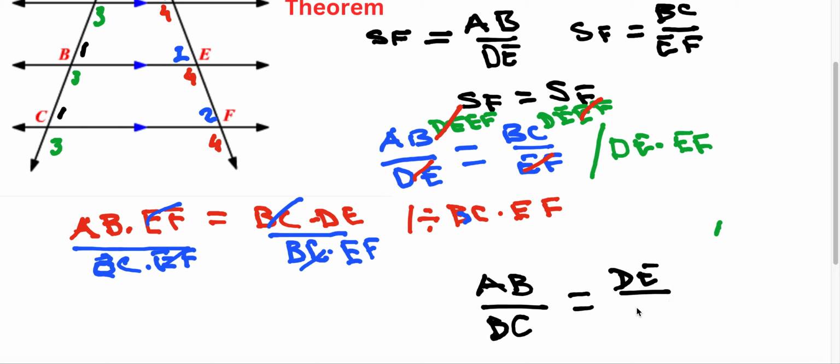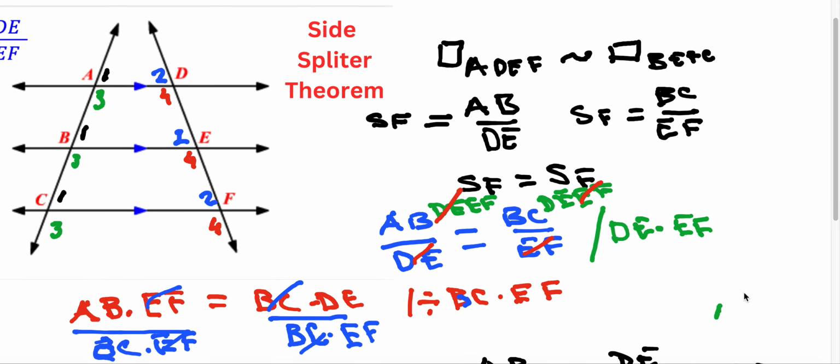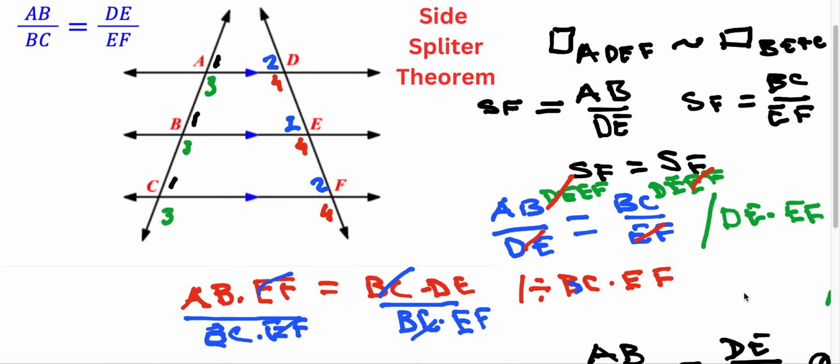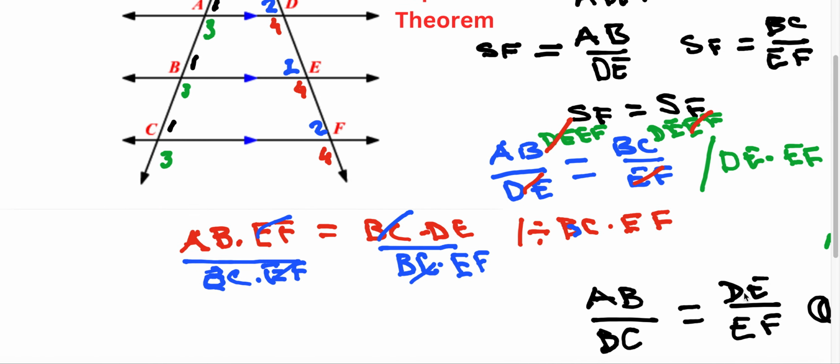So we already proved this. We already proved the side splitter theorem. So that's what we wanted to prove: AB over BC is equal to DE over EF. We already proved.